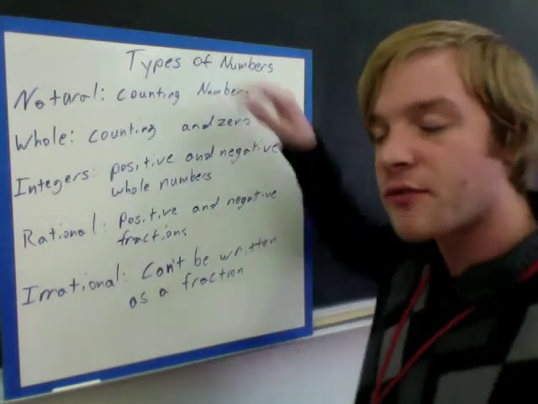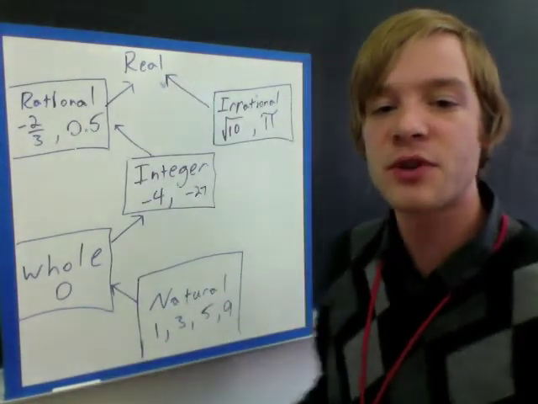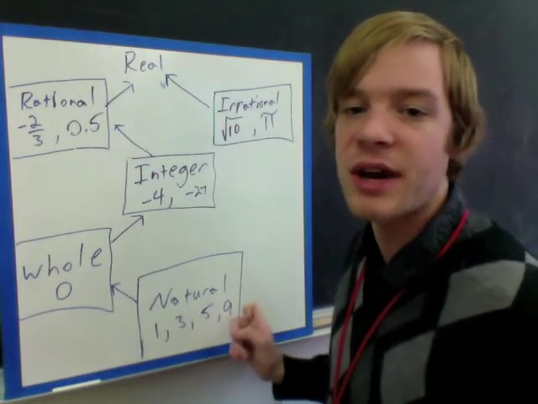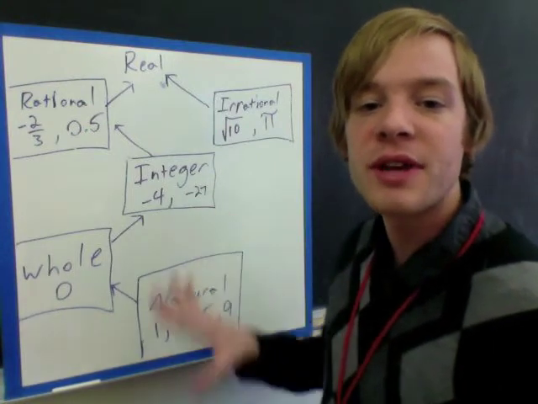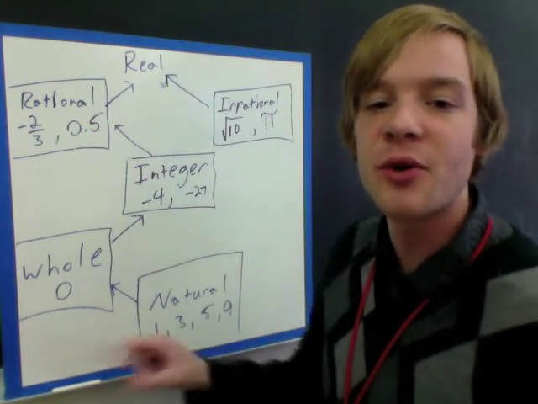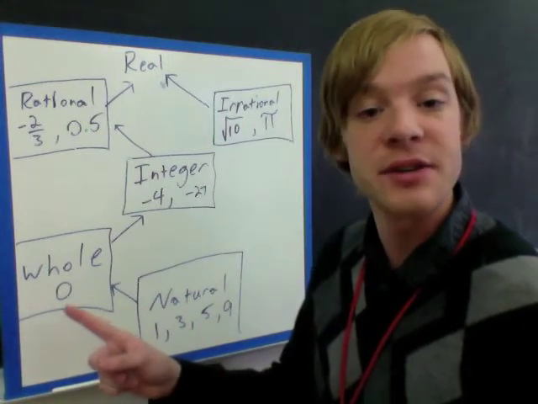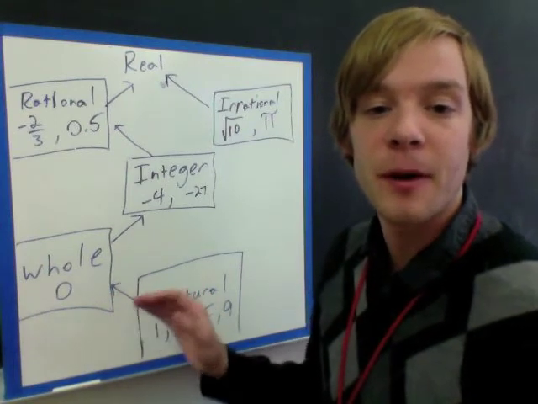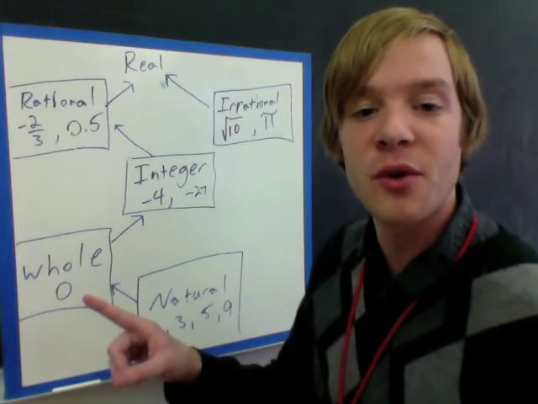I've got a nice chart for you to sort of show you how all of these relate. So first off, we've got our natural numbers down here. We've got 1, 3, 5, and 9, just some examples of what natural numbers are. All of the natural numbers are included in the whole numbers. So I've got an arrow going from the natural to whole. So the whole, we add 0 in here. So the natural numbers are included in whole numbers. We throw in 0 as part of the whole numbers.